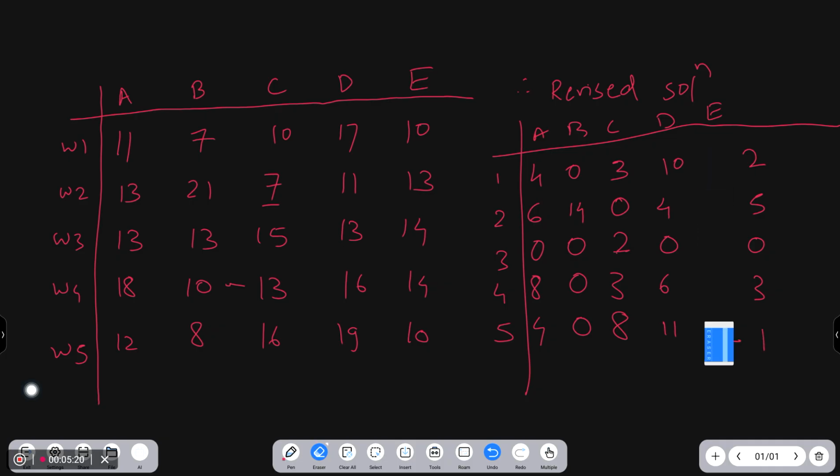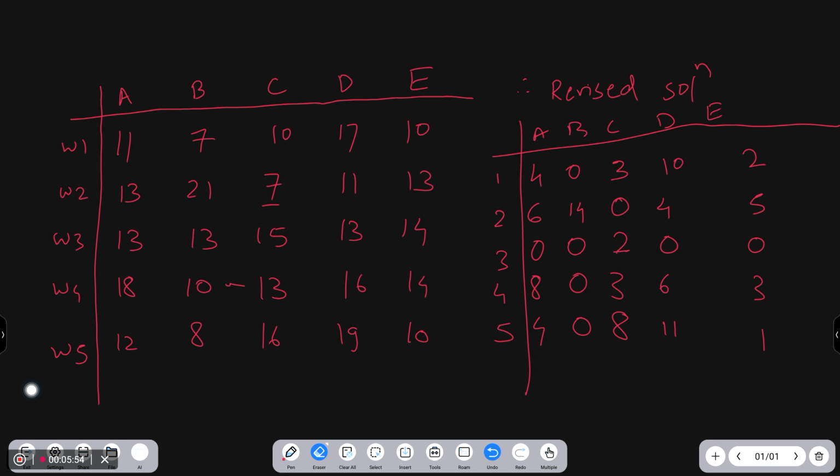Now you know that you have to again create a revised solution. Here I am using a shortcut, but you have to write the steps again: this column does not contain a zero value, therefore you have to find the smallest number and subtract it from that particular column, and therefore the revised solution is this one. Clear?